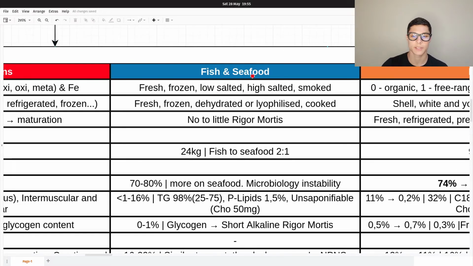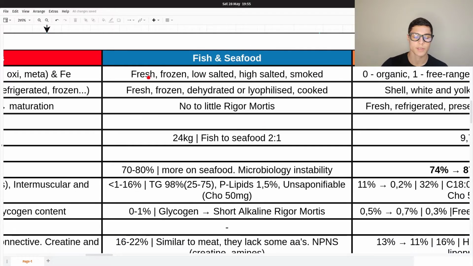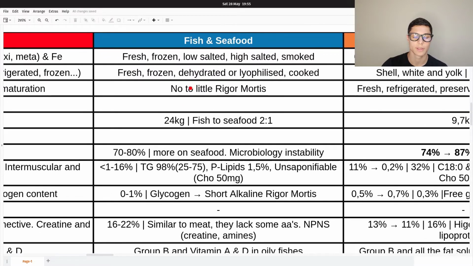Now we have fish and seafood: fresh, frozen, low salted, high salted, or smoked. And then fresh, frozen, dehydrated, or lyophilized, or cooked. This is how we can find fish. There is little rigor mortis in fish.